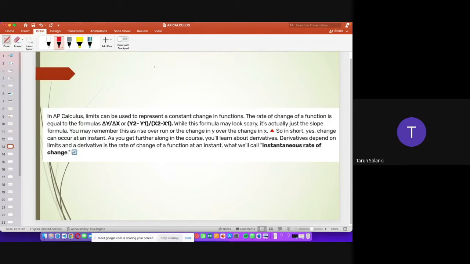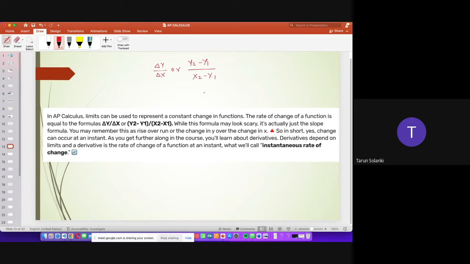So now let me write this first, which is your delta y by delta x, or you can write it as y2 minus y1 divided by x2 minus x1. In AP calculus, limits can be used to represent a constant change in the function. Now the rate of change of a function is given by the formula delta y by delta x, which we can write as y2 minus y1 divided by x2 minus x1.